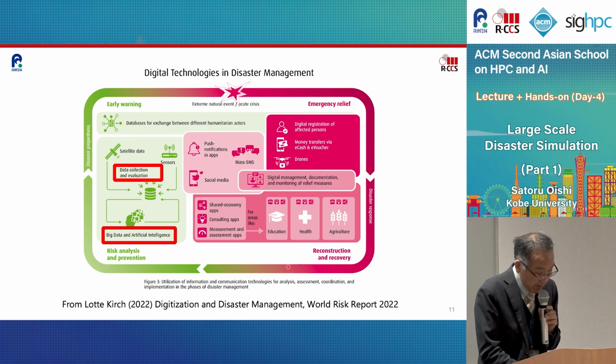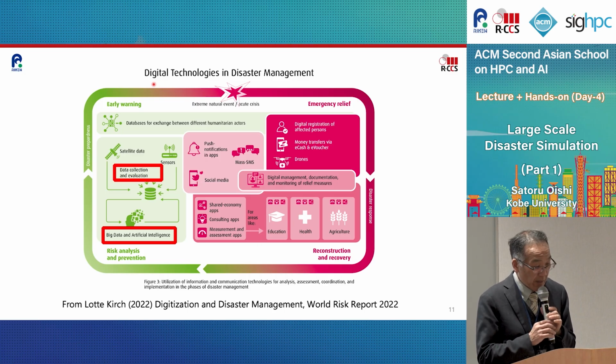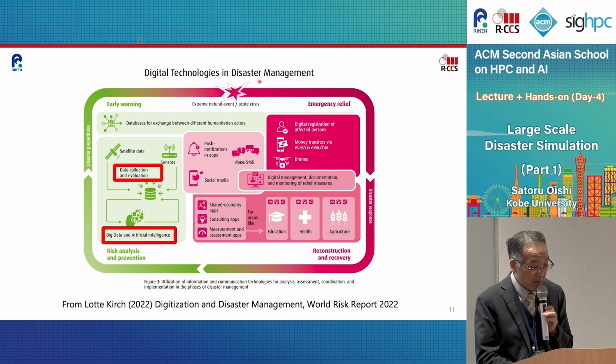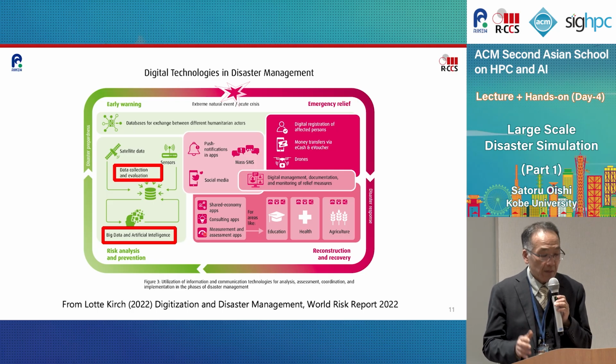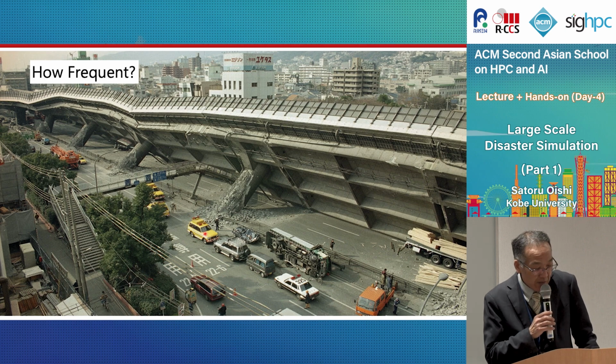And OCHA is also talking about digital technologies in disaster management. They say satellite data is necessary, big data and artificial intelligence are necessary, and so on. But we have to think about how frequently we face disasters.